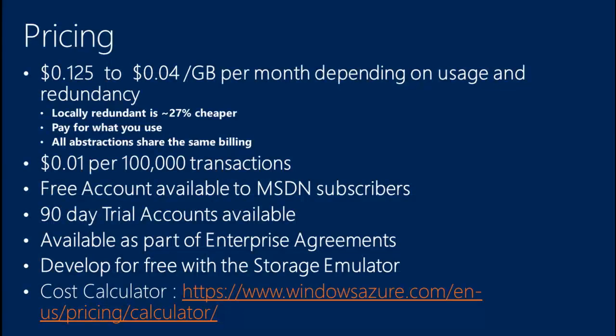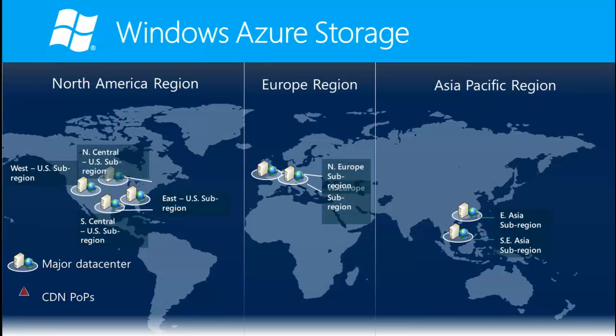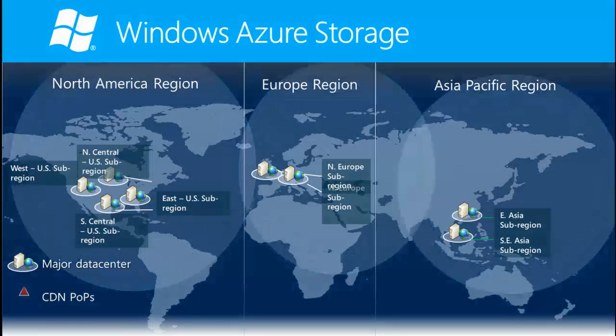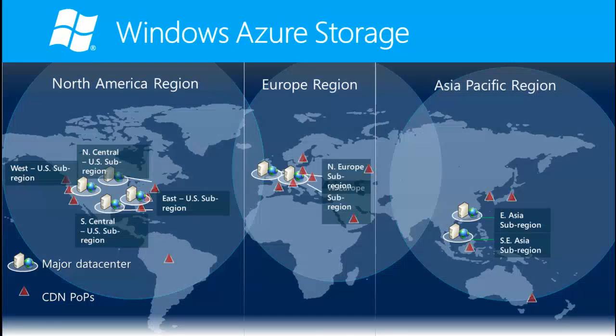So this is where we are physically in the world. We have these different regions, and again, these are in pairs. So we have north, south, east, west in America, again, a pair 400 miles plus away. We have 2 regions over there in Europe, and then the Asia Pacific. On top of that, so this is kind of the coverage, we have CDN POPs is what we call them. So we have 47 of these all over the world.